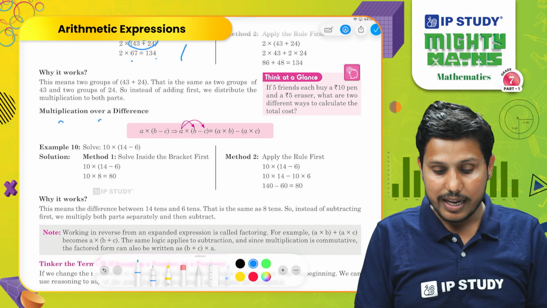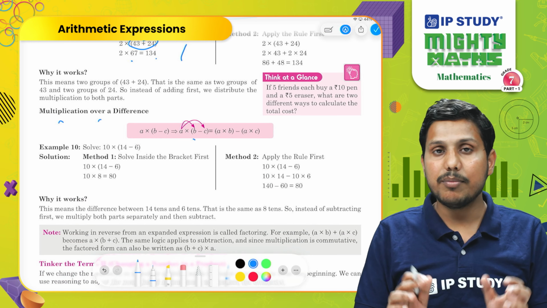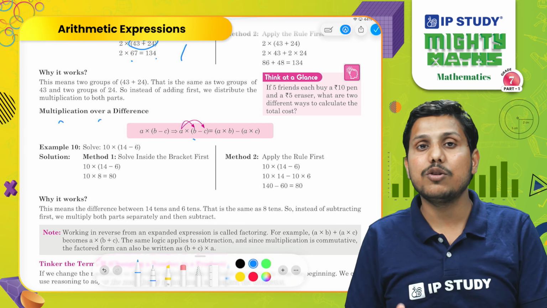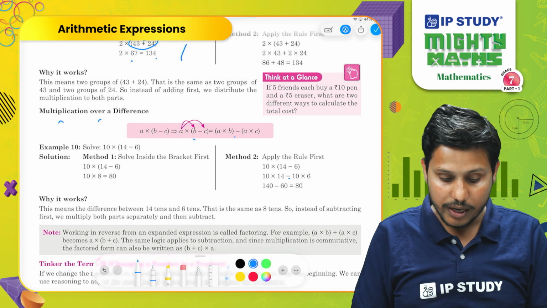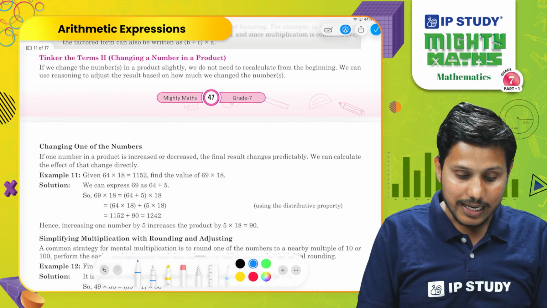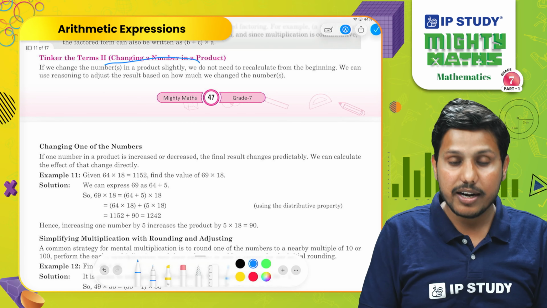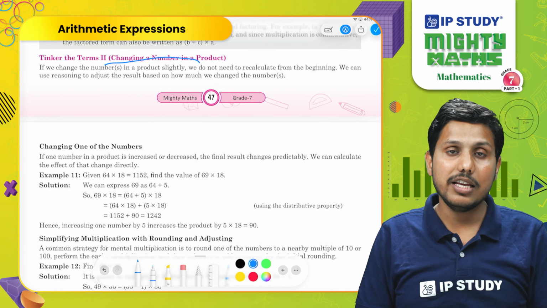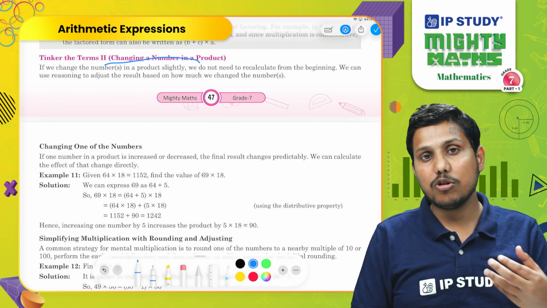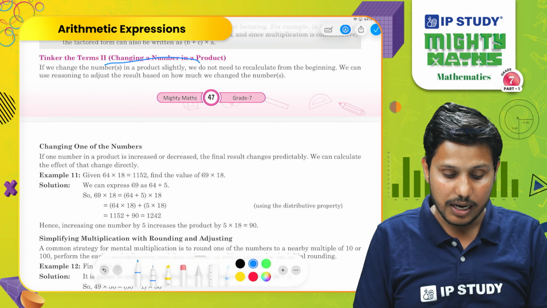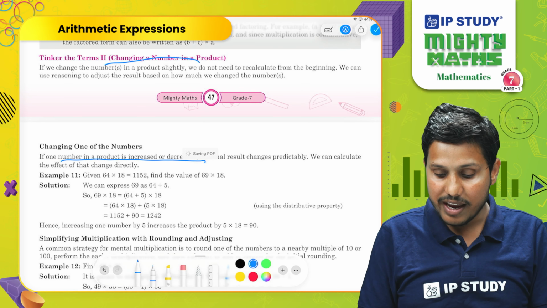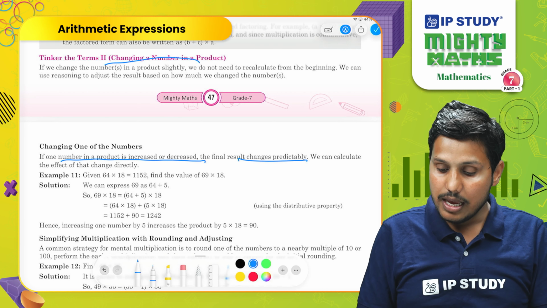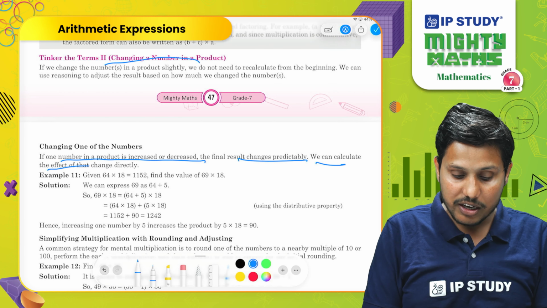Okay, multiplication over a difference. Like addition, we can have a subtraction also in the bracket. This is quite similar to what we have done, we just have to put the subtraction sign over here. Okay, so next is tinkering the term, changing a number in a product. If there is a product and we change a number, the product is also changed quite similarly. If one of the numbers in a product is increased or decreased, the final result changes predictably. We can calculate the effect of that change directly.